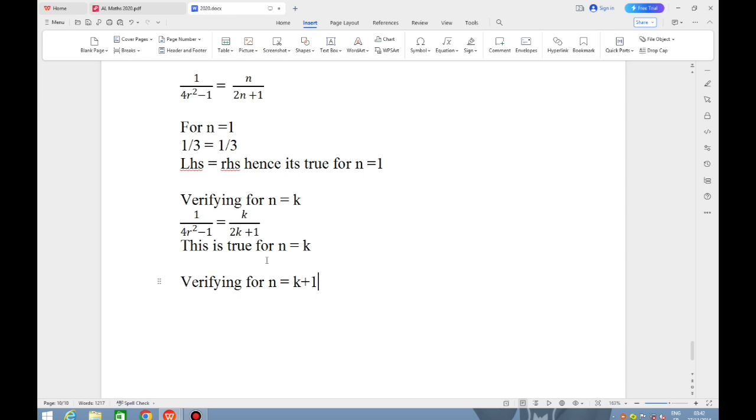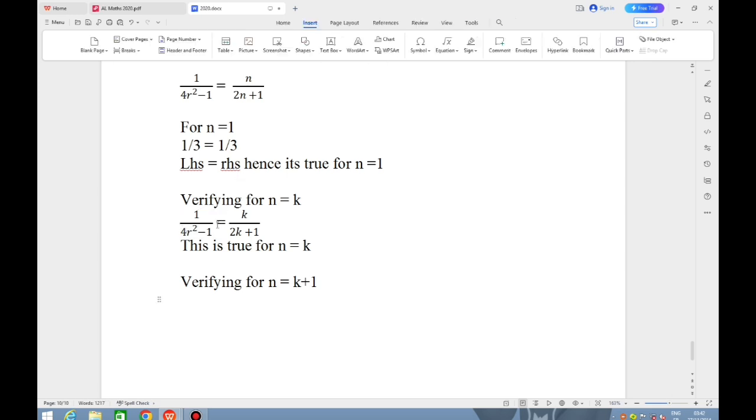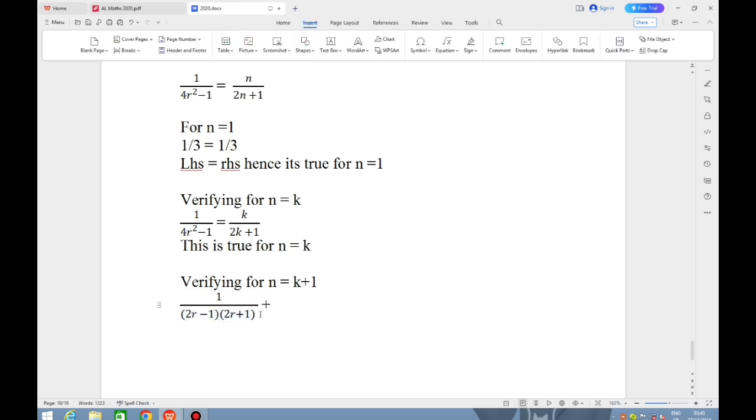Now I'm going to substitute k plus 1 here, and you can notice this as the difference of two squares. So 4r squared minus 1 can be written as 2r minus 1 into 2r plus 1. Then this should be equal to this plus the next term.